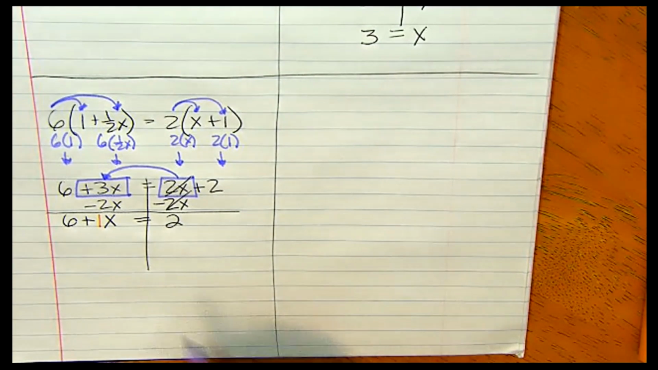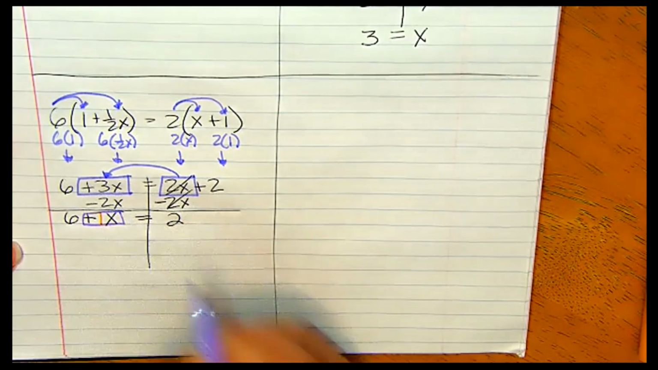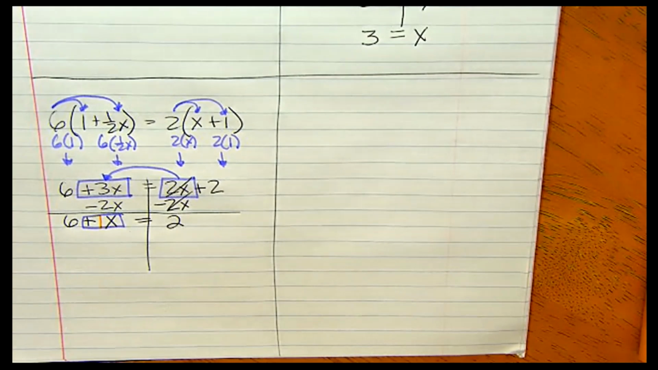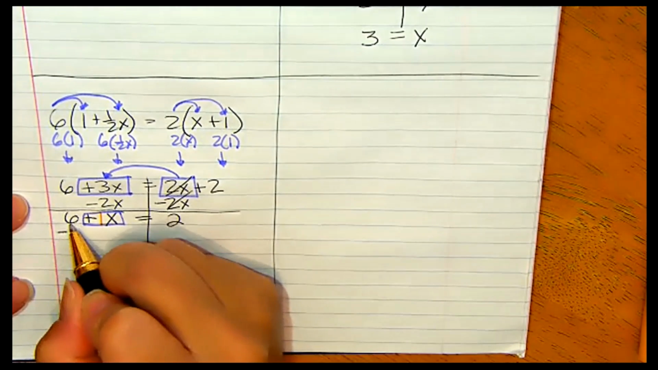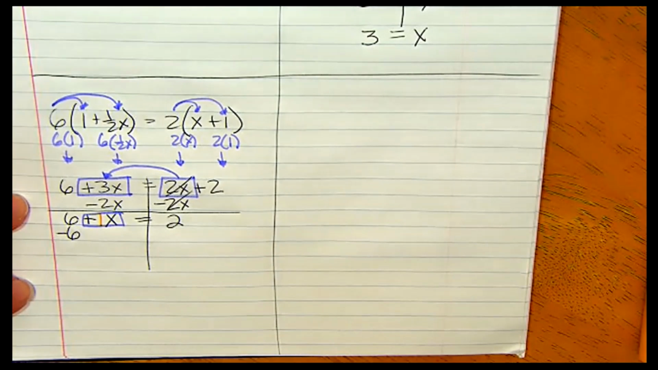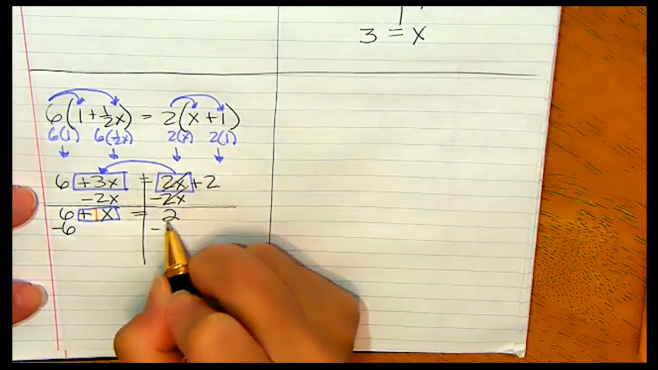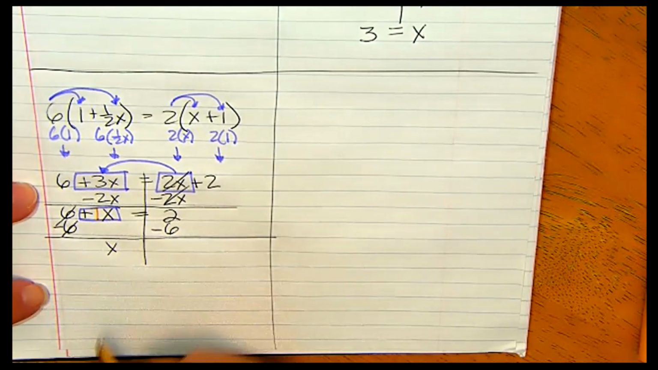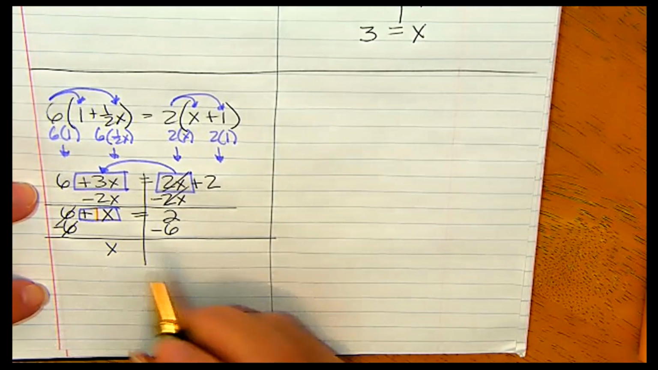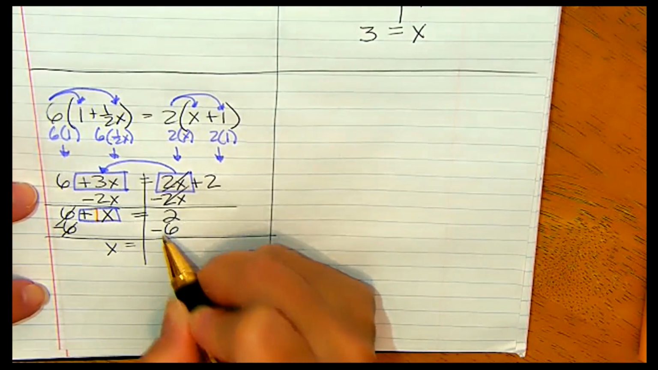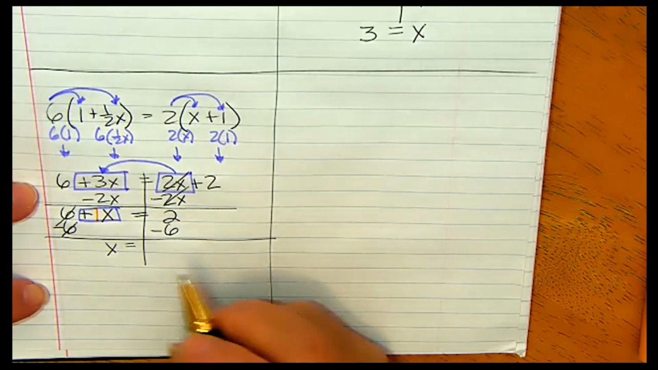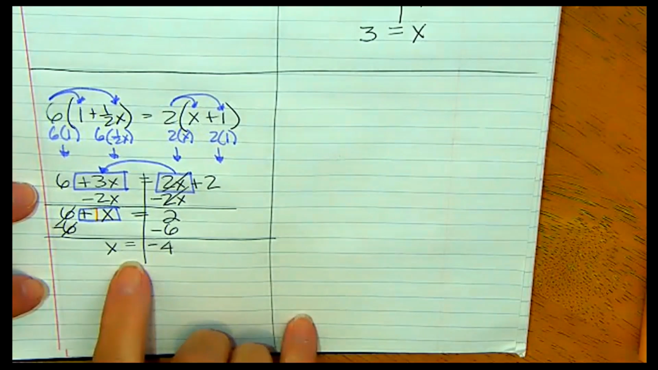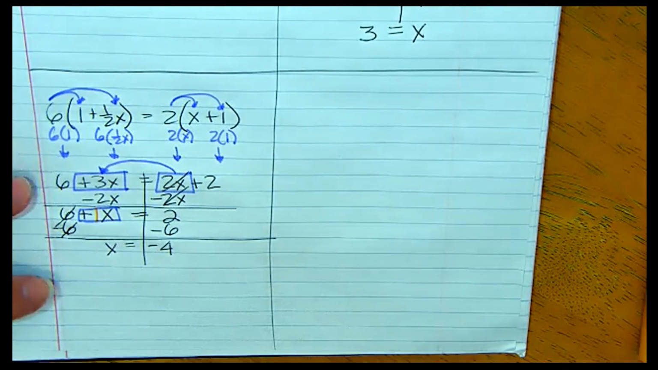So now I need to isolate my variable, which means I need to get rid of this positive 6. To get rid of positive 6, I'm going to use the inverse and subtract 6. What I do to one side, I must do to the other. These guys cancel, and I'm left with x, positive 1x, that's implied, equals 2 minus 6. I have a positive and a negative. So I'm going to subtract and keep the sign of my largest. So the solution is x equals -4.